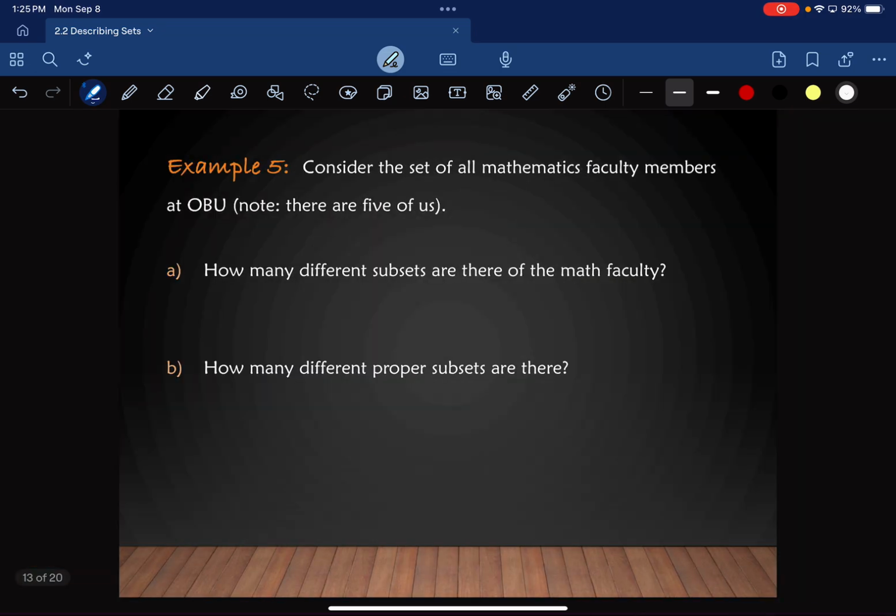Taking a look then, we're going to consider all of the math faculty members. We actually have 5 math faculty members right now.